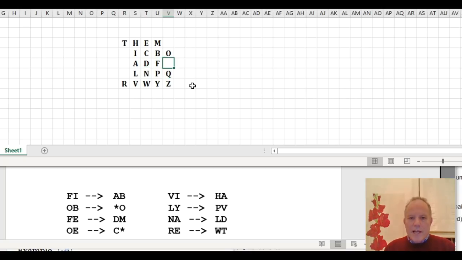Now, between F and L, we've already used I and H. And I does duty for I and J. That's quite an important feature of these Playfair squares. So we can fill in G and K. We've got U, X, and S to use. So U goes there.